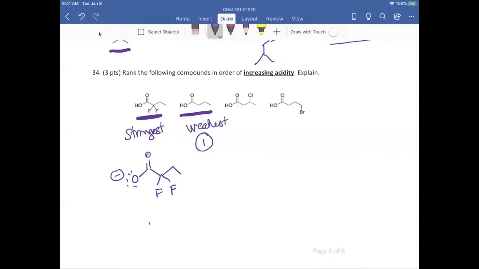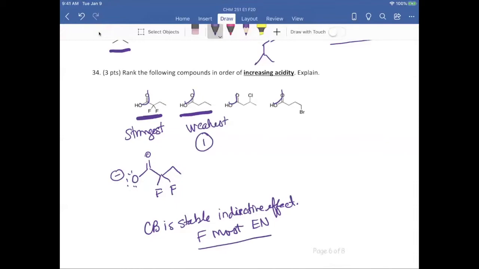the conjugate base is stable, not just because of resonance, because they all have the resonance. They all can delocalize, so those are equal. But the reason this one is more stable than the rest is because of inductive effect. Fluorine is most electronegative, so it will have the strongest effect, plus it's closest. So the conjugate base of this one right here is more stable because of the inductive effect, because fluorine is the most electronegative and is the closest.